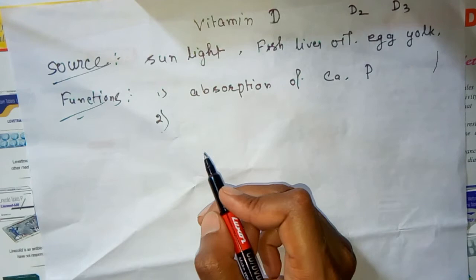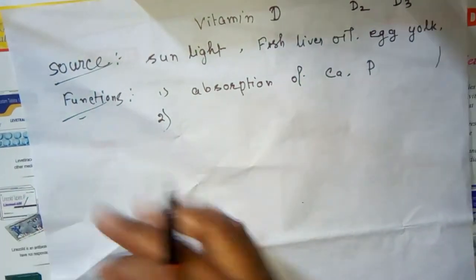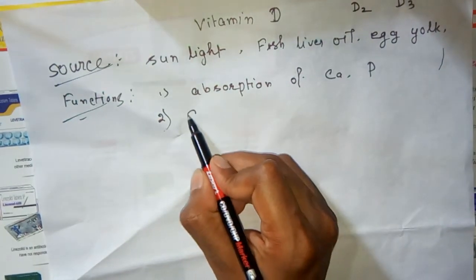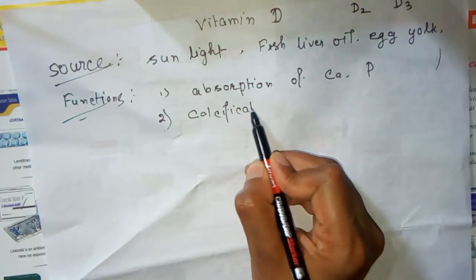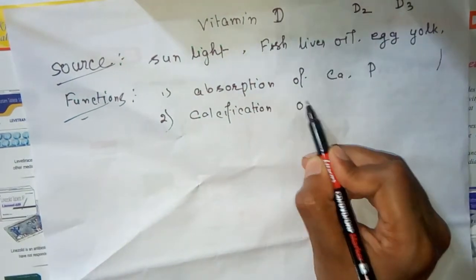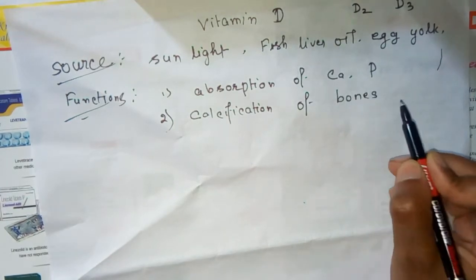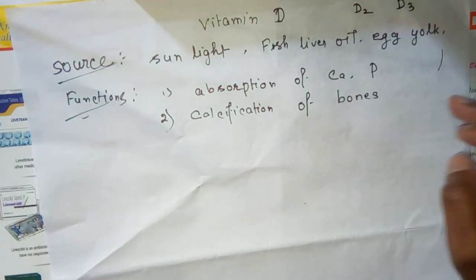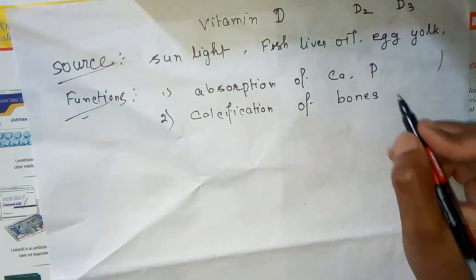So it's important for the development and normal growth of the body. That is calcification of bones, in children and also in adults. So it's very important for the normal growth of the body.